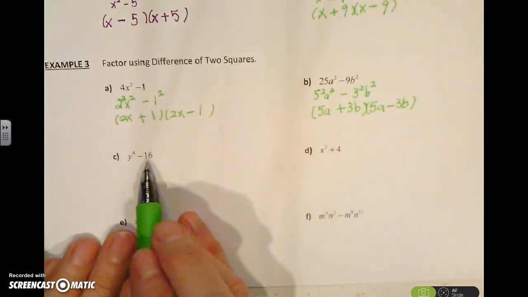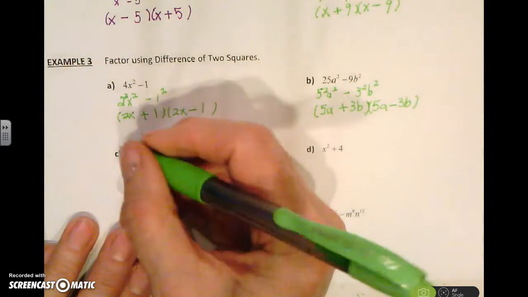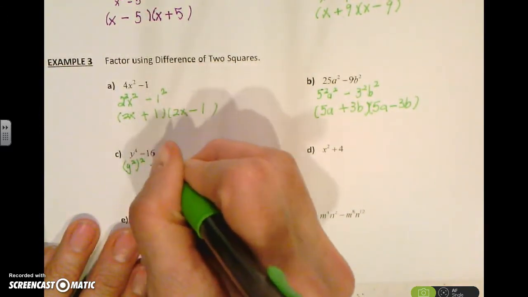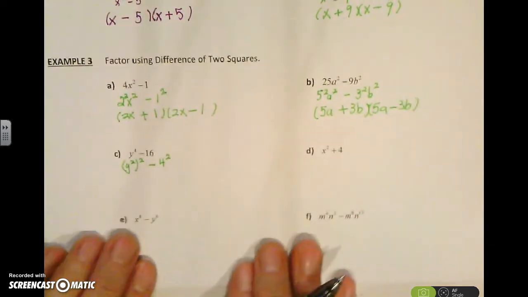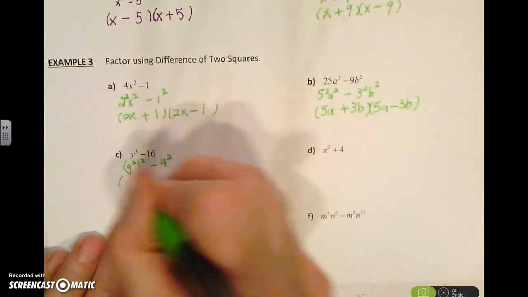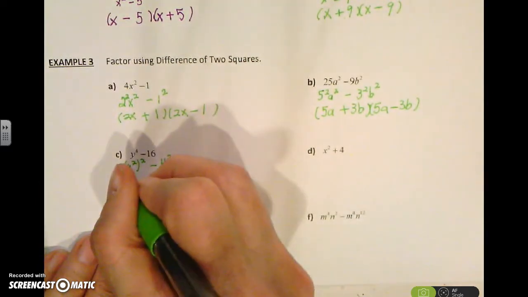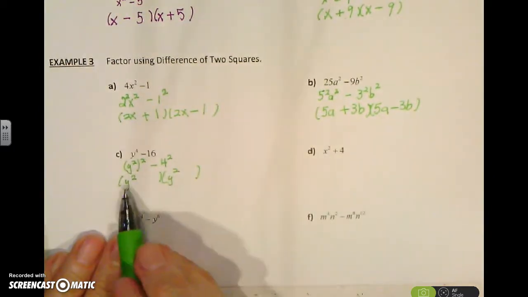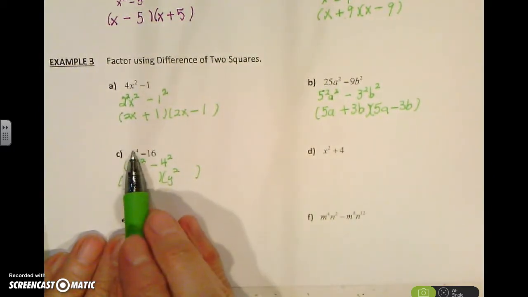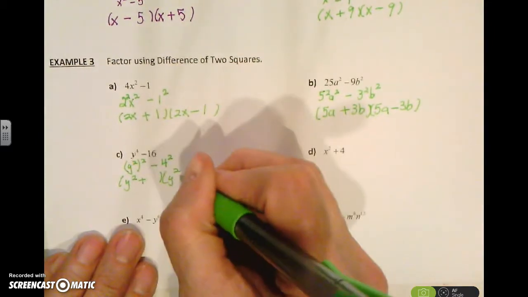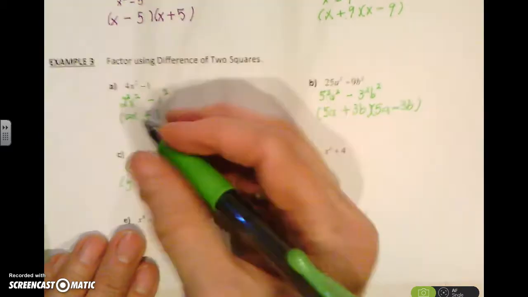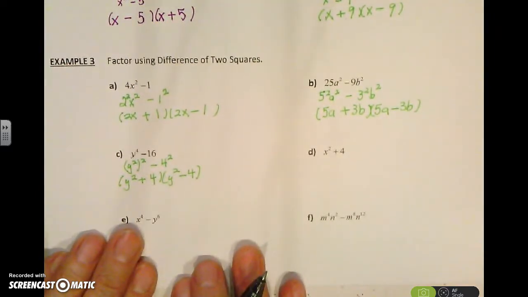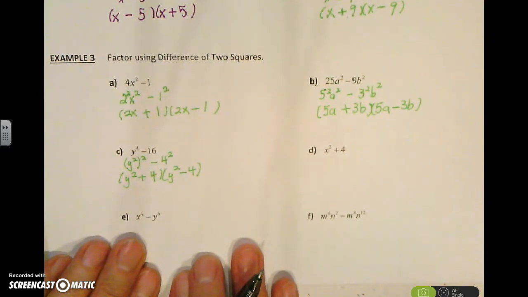C, I have y to the 4th minus 16. And y to the 4th then is going to be y to the 2nd squared minus 4 squared. So when I factor that, it will factor into y to the 2nd in both spots. So that's going to multiply to be y to the 4th. Then I've got a plus and a minus, and then my 4 and 4. So 4 times 4 is 16. So I factored it with a difference of squares.